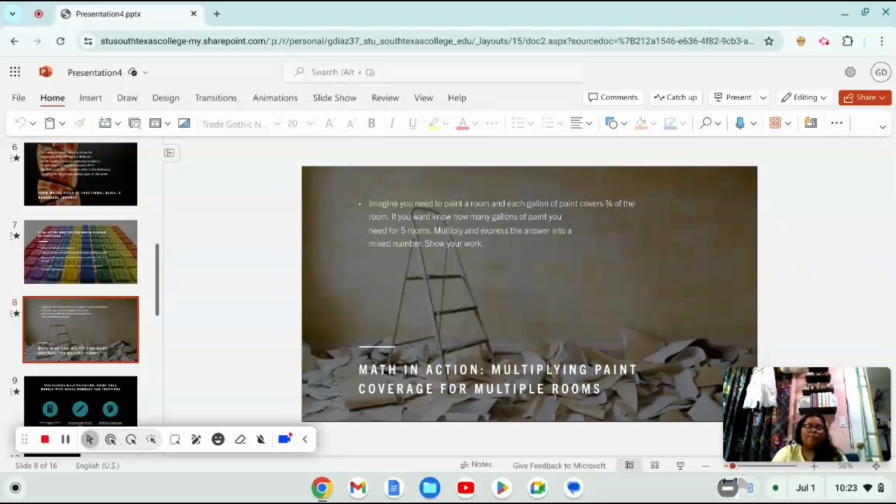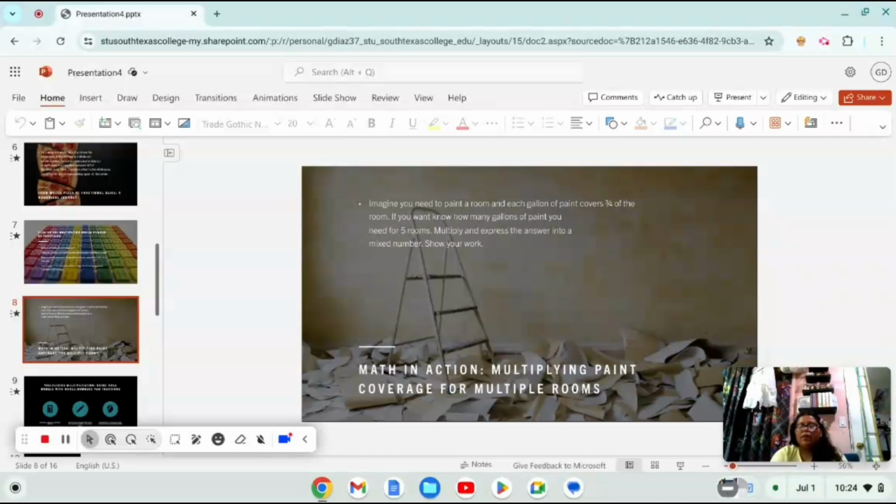I'll give you time. The given information is each gallon of paint covers 3/4 of the room. You need to paint 5 rooms. To find out how many gallons of paint are needed for 5 rooms, we'll multiply the fraction that represents coverage per gallon by the number of rooms. Meaning, you will multiply the fraction by the number of rooms: 5 times 3/4. Then you calculate the solution. So 5 times 3/4 equals 15/4.